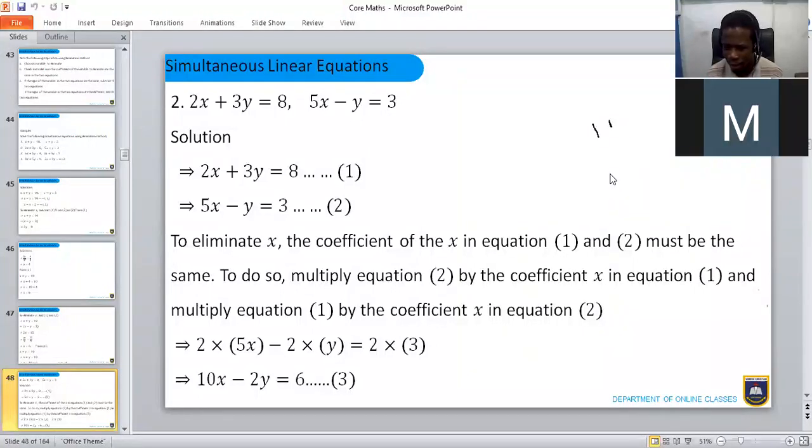Is someone confused with that statement? All right. Yes, sir. I'm saying that we pick the coefficients of x in equation 1 and 2 and multiply equation 2 by the coefficient of x in equation 1. Now, the coefficient of x in equation 1 is 2. So we multiply that 2 by the whole of equation 2.